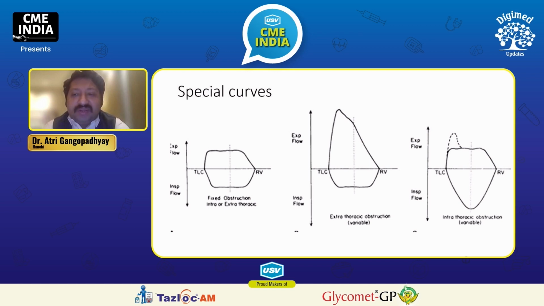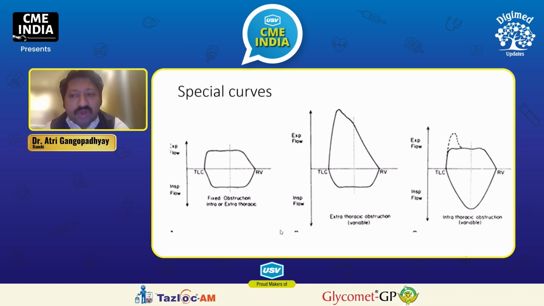The curve in the middle is something known as an extrathoracic obstruction, variable or dynamic. This can be sometimes, let's say, a thyroid with an intrathoracic extension, and that is causing a dynamic compression. So extrathoracic obstruction variable. Again, you can examine the neck properly, whether there is some pathology in the neck or not. And the third curve over here, a peculiar curve, intrathoracic obstruction variable.